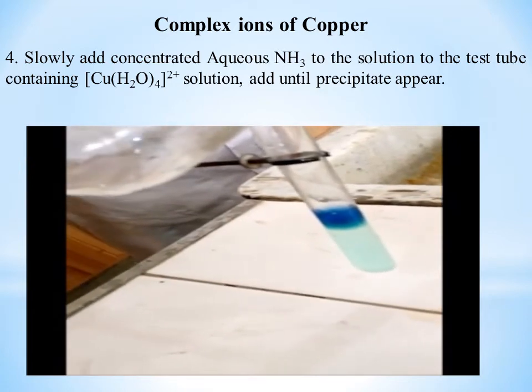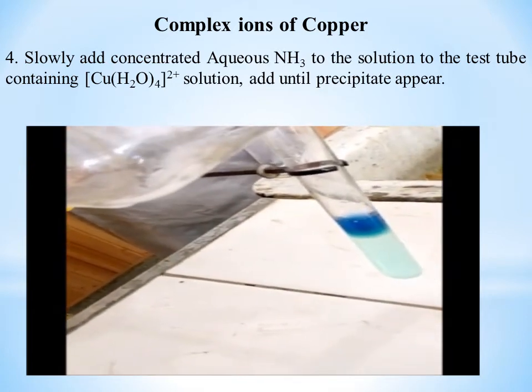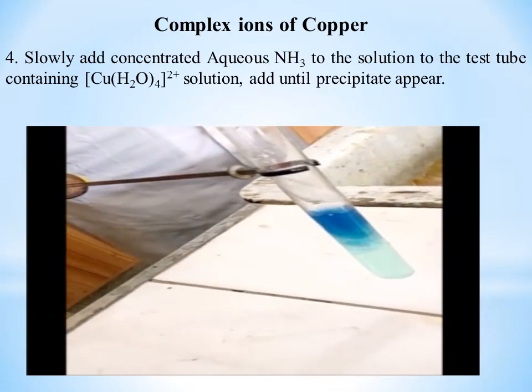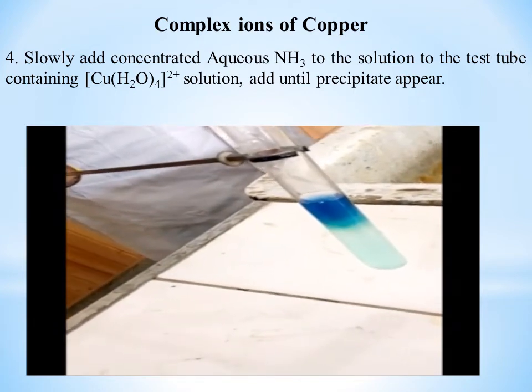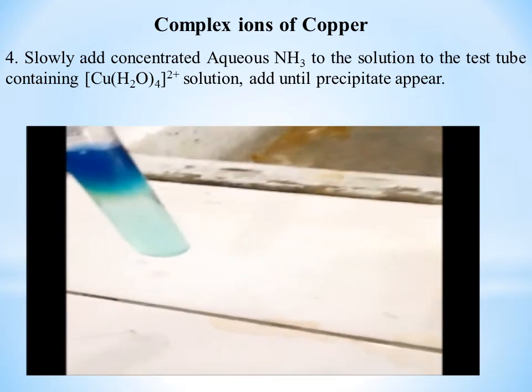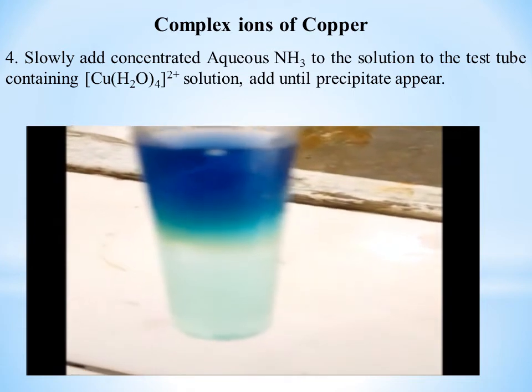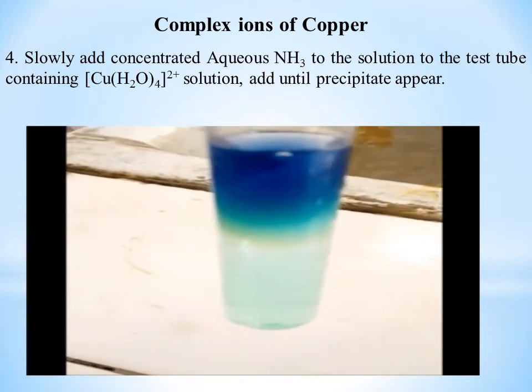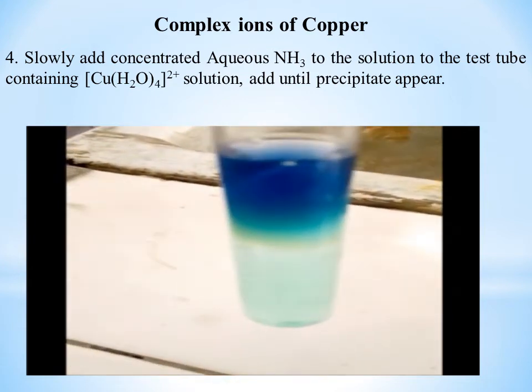Now slowly add concentrated aqueous ammonia to the test tube containing hydrated copper ion solution, and you will add until the precipitate appears. These precipitates appeared in the form of bluish-white precipitate. What are these bluish-white precipitates of? You can understand with the help of chemical equation.